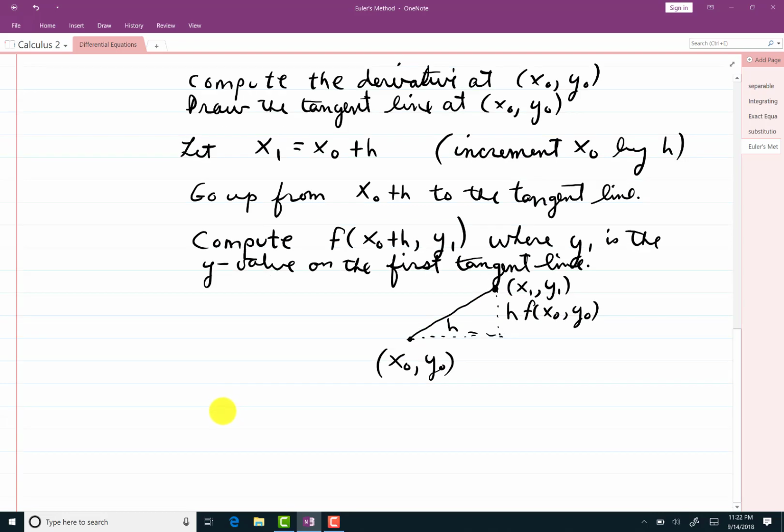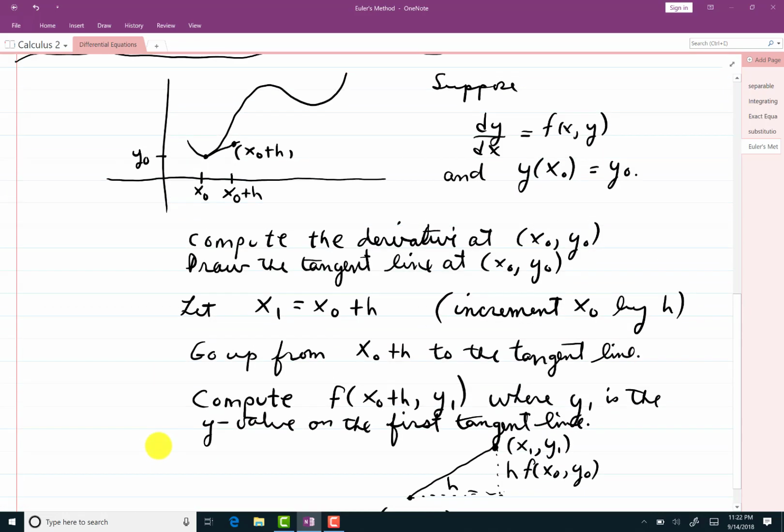Now, at that point, you're going to do the same thing again. So this here was y sub 0 plus h times f of x sub 0, y sub 0. This is what I'm calling x1. This stuff is x1. And this stuff right here is y1.